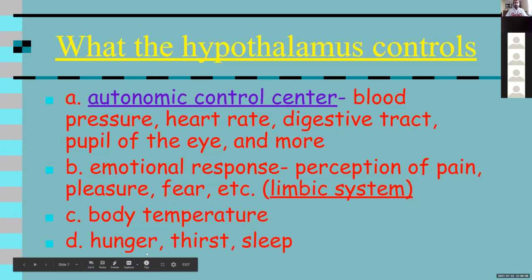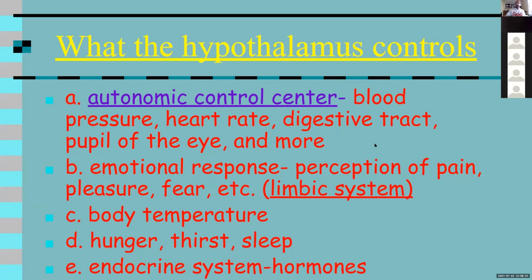It's responsible for controlling our hunger response, our thirst response, and the feeling of needing to sleep. All of that is controlled in the hypothalamus. It's a very important brain structure. And it does all of this through chemical messengers known as hormones.